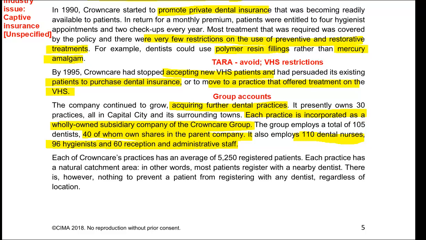So even though we can see there's 105 dentists and 65 of them do not own any shares, they will be motivated by the incentive of being able to acquire shares via good performance and a long tenure as a dentist under Crowncare. So, motivationally speaking, share options are really, really good.